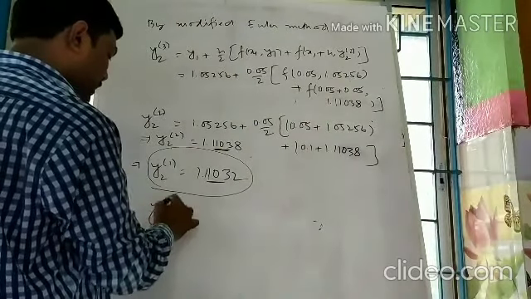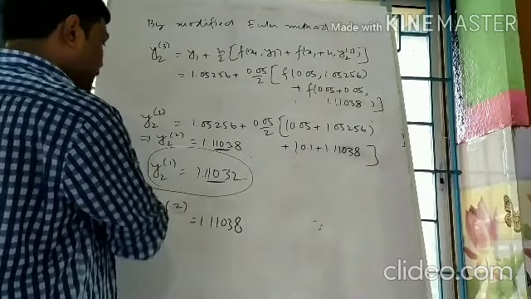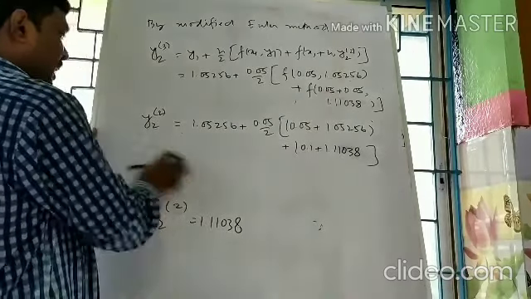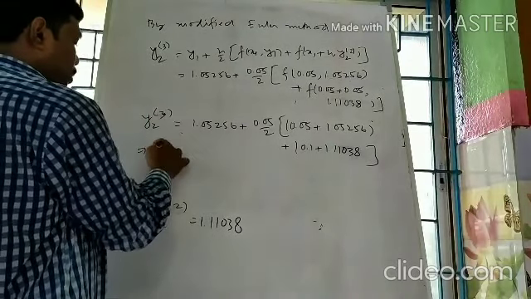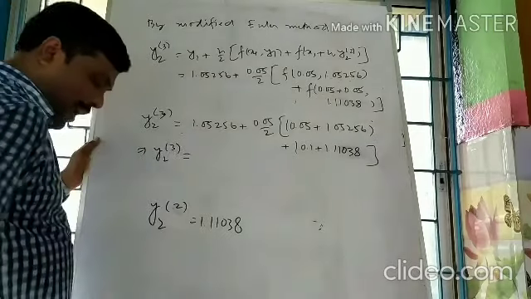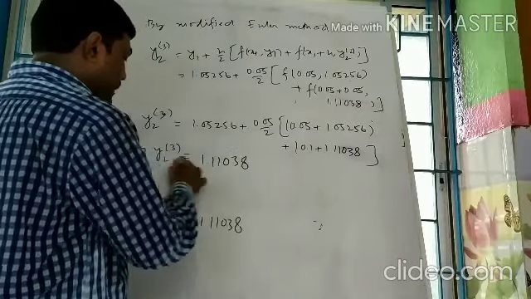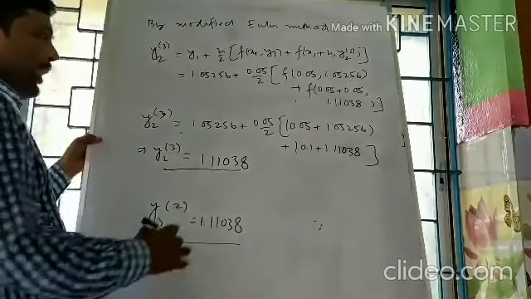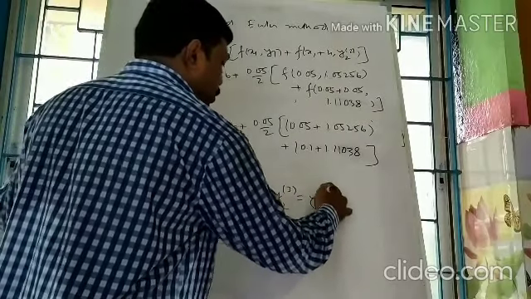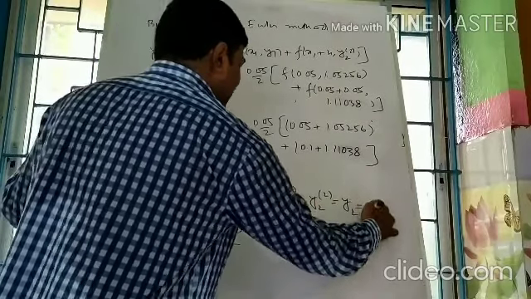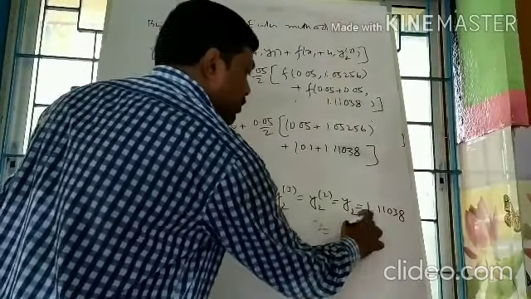The second approximation of y2 is 1.1138. Now the third approximation of y2, y23, is also 1.1138. So y23 and y22 are equal. So y23 equals y22 equals y2 equals 1.1138. Okay.